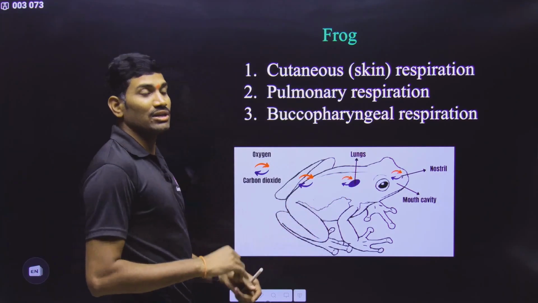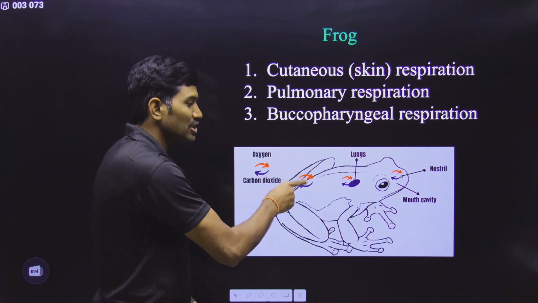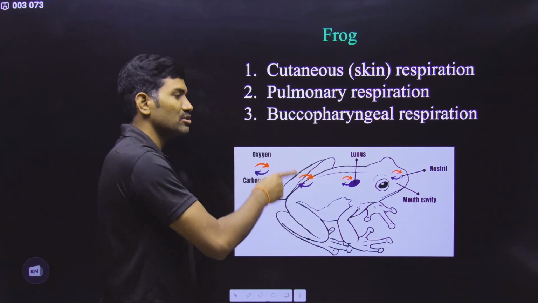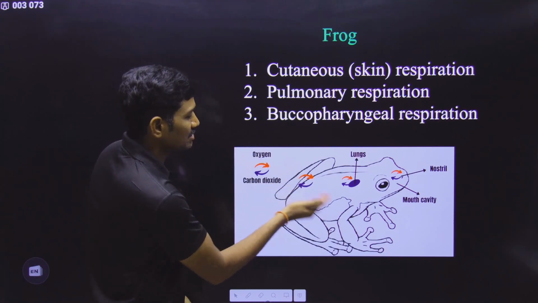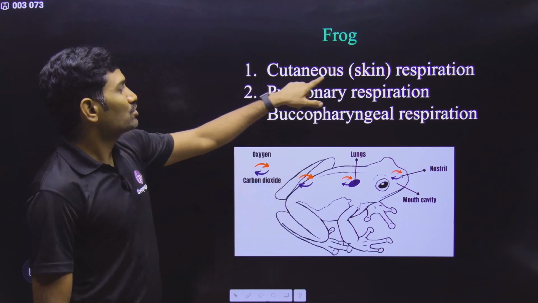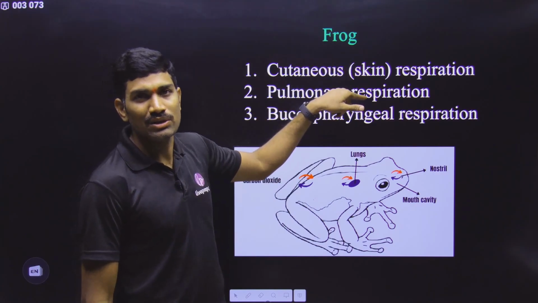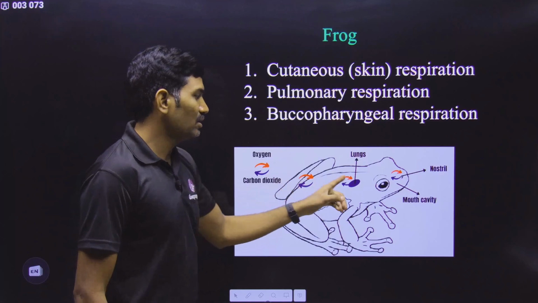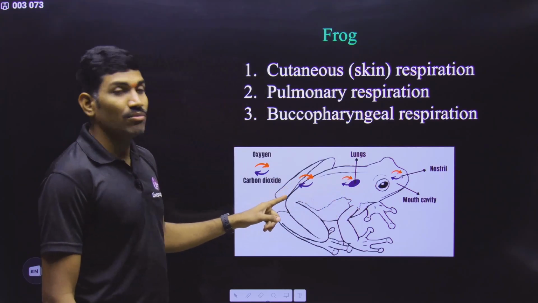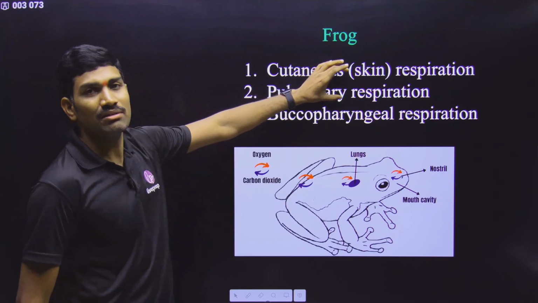Not only lungs, there are some other locations. What are these? Skin. So skin is moist. In the case of frog also, skin is moist. So through this moist skin, direct exchange of gases is taking place. If the skin is directly involved in respiration, it is cutaneous respiration. So in the case of frog, lungs are also working and moist skin is also involved in exchange of gases. So these 2 points are completed.